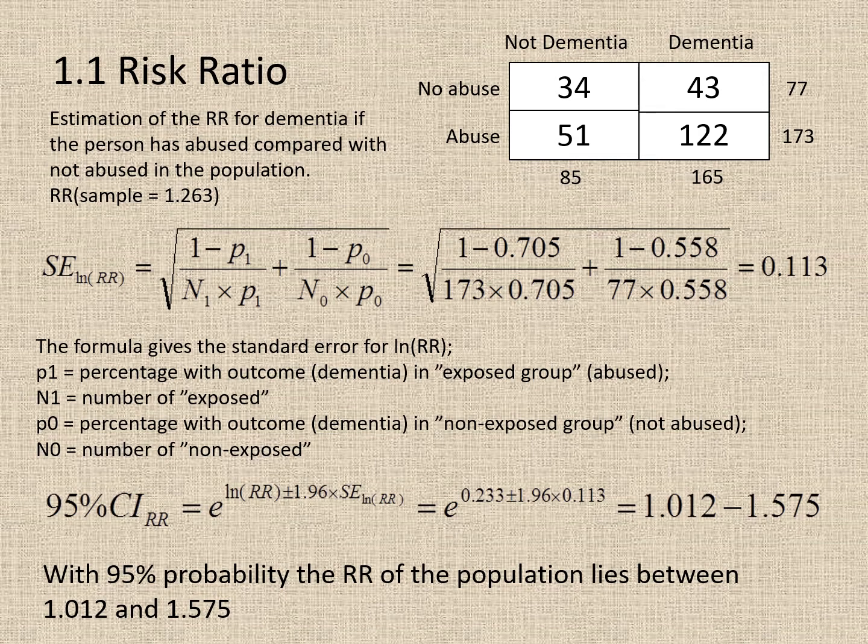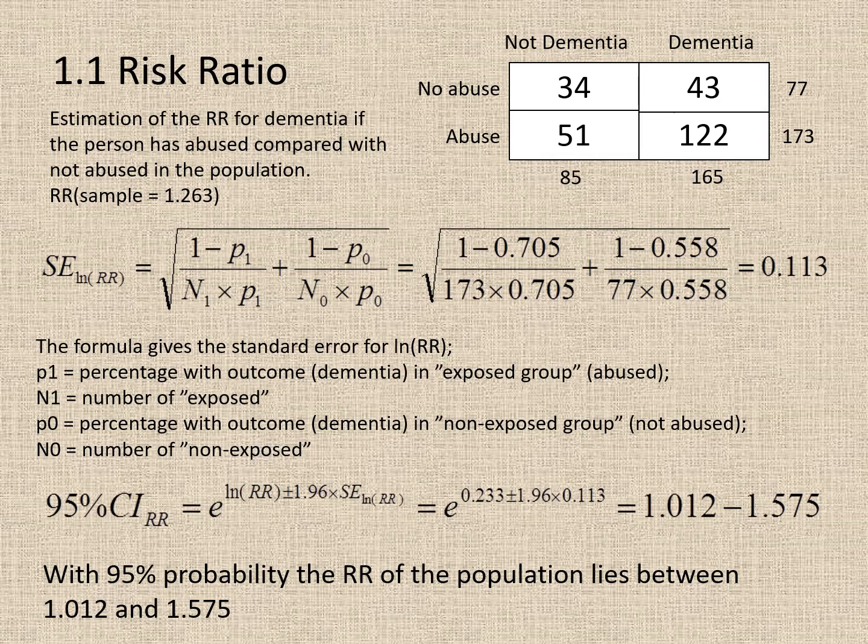Exactly. In the z distribution, 95% of the values are between minus 1.96 and plus 1.96. So 95% of the distribution is between those values. It means that with 95% confidence, a parameter value calculated in a sample will differ maximally 1.96 standard errors from the parameter value in the population.